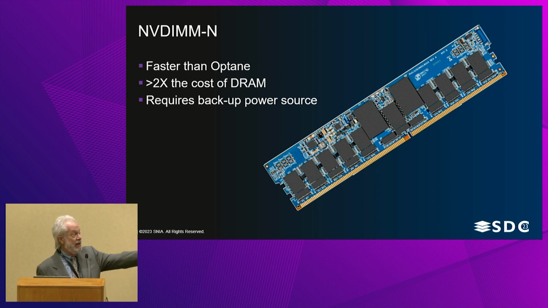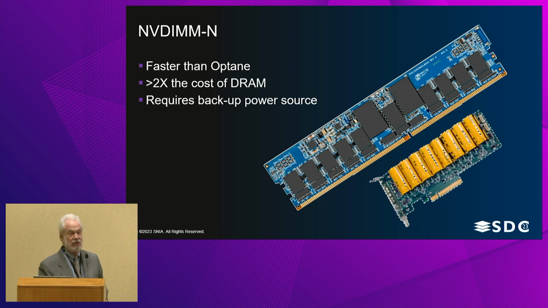You have the NVDIMM-N, and I talked about this before. It's a bunch of DRAM. The larger chips are NAND flash chips. Costs about twice as much as DRAM does because you've got extra stuff on there. There's also a microcontroller that when the power goes out, the microcontroller moves all of the DRAM's data into the NAND flash. When the power comes back on again, the microcontroller moves all of the NAND flash data back into the DRAM so you can start over with a warm start. But it does require a backup power source, which a lot of people don't like. You have to find a place in your system to stick this.